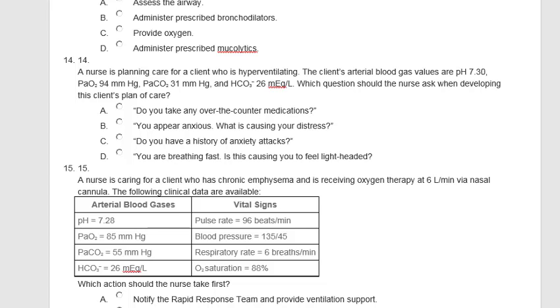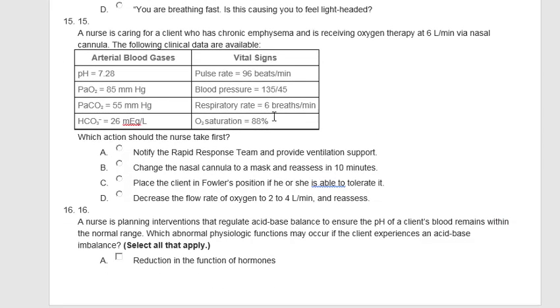Number 15, the nurse is caring for a client with chronic emphysema. He's on O2 at 6 liters. Here's the following data. pH 7.28, so he's acidotic. O2 is normal. CO2 55, 35 to 45 is normal. Okay, so he's holding on to that CO2. Bicarb's normal. Pulse is good. Blood pressure is good. Respiratory rate, 6 breaths per minute, so he's not breathing very fast, which is why he's holding on to the CO2. O2 sat 88%, because he's not breathing very fast. Which action should the nurse take first?